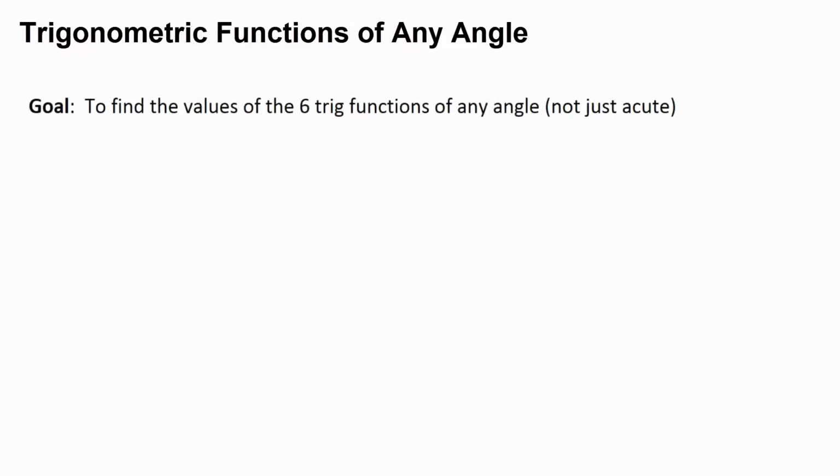Talking trigonometric functions of any angle. And the goal is to find the 6 trig functions of any angle. In other words, in the next 2 sections, we're going to extend the idea of SOHCAHTOA to angles that aren't just acute.